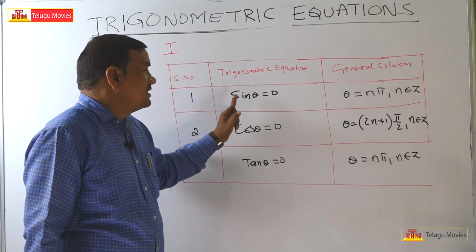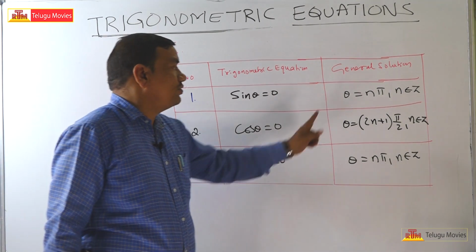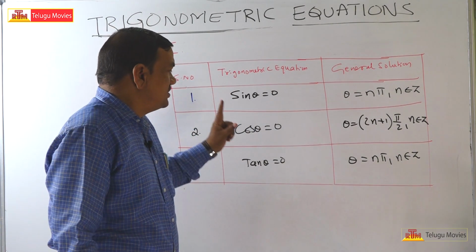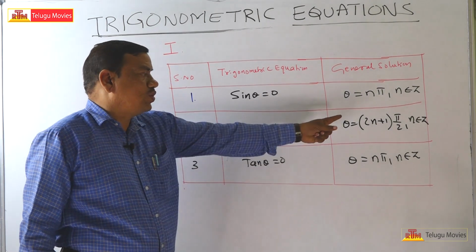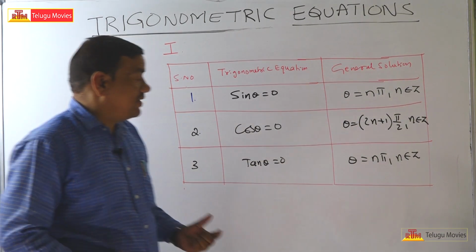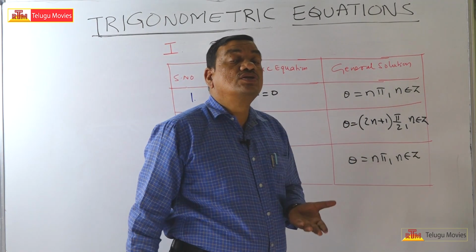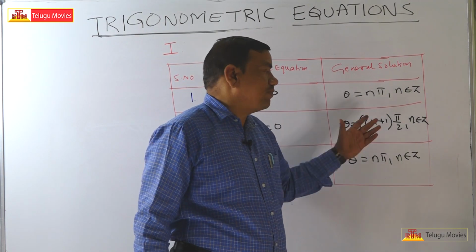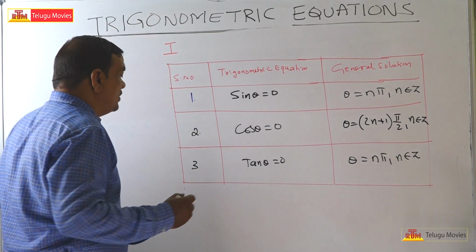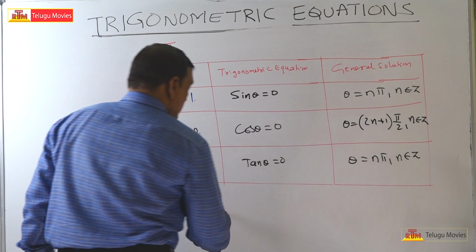What is that? If sin theta is equal to 0, then theta is equal to n pi, where n is an integer. The second formula is, if cos theta is equal to 0, then theta is equal to (2n plus 1) pi by 2. That means odd multiples of pi by 2. So if you observe the graph of cos theta, you can easily catch that point. What is that point?